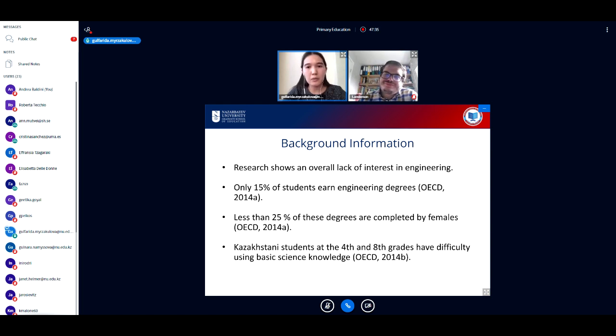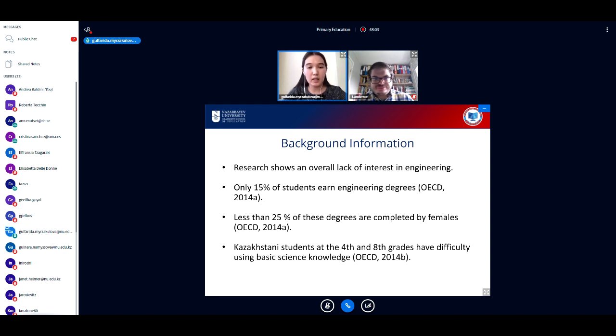It means that there will be a shortfall of engineers in the future for highly technical tasks. And also the same organization reported that there is a large gender gap, with less than 25% of engineering and science degrees completed by females.